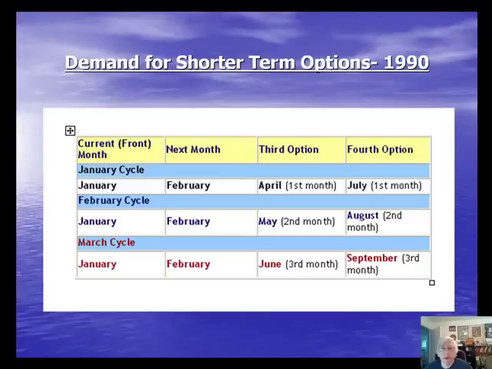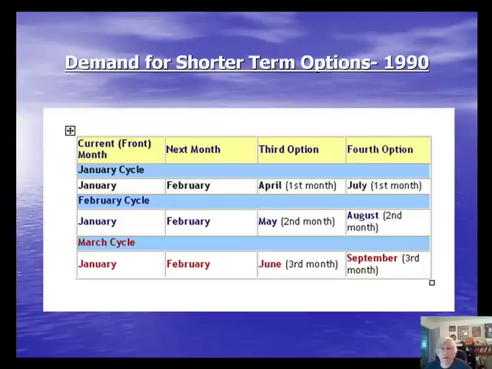So for example, if January were the front month, and we're looking at stocks assigned to the January cycle, you would have options available in January, the front month, February, the next month, and then the first month of the next 2 quarters, that being April and July.